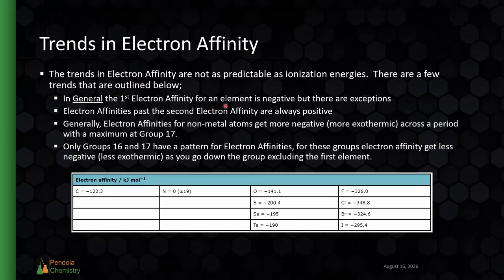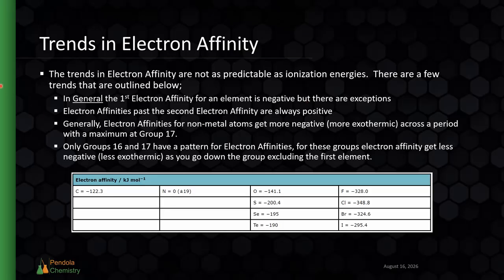In general, the first electron affinity for an element is going to be negative, but there are exceptions to this. There are elements with positive first electron affinities. I don't see any here, although here we can see nitrogen, it's around 0 or plus or minus 19, and that's just because of uncertainty. But in general, the first electron affinity for an element will be negative, and the electron affinities after the first one will always be positive. So the first one, usually negative, there are some exceptions. Second electron affinity and up, always positive.